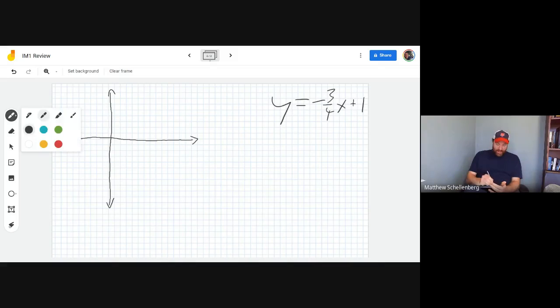So this has a y-intercept of 1, and I probably should label this first. It would also help if I could draw a straight line. That would really help. I was trying to get it to go there.